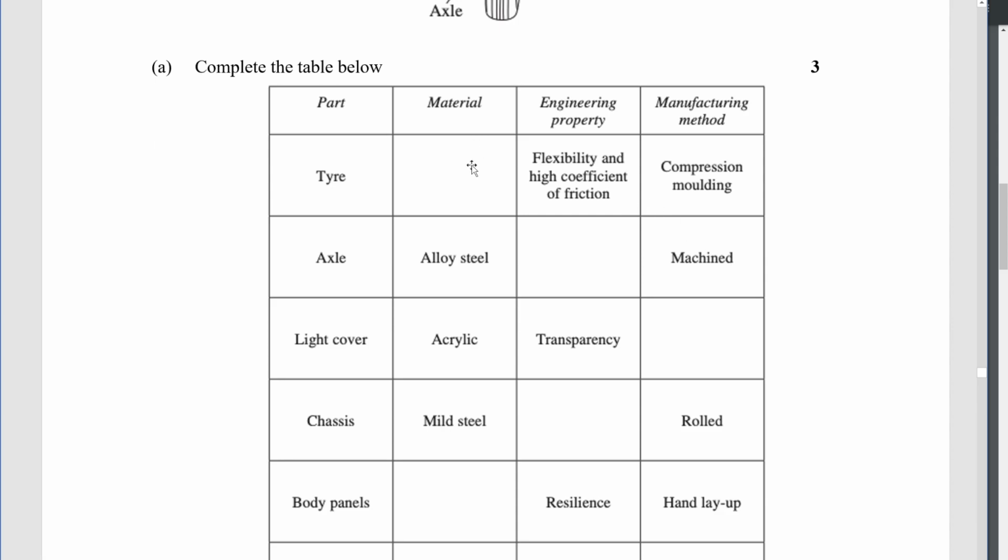So for a tire, we're probably going to use vulcanized rubber, right? If you just wrote rubber, I'll give that, but vulcanized rubber is the answer I want. The axle has alloyed steel. There are so many properties we can use, but generally the one we want is strength, right? High strength. Remember, we're not allowed to say strong. In the HSC, for some reason, we're not allowed to say strong. I find that silly, but that's the way it is. So we can say high strength.